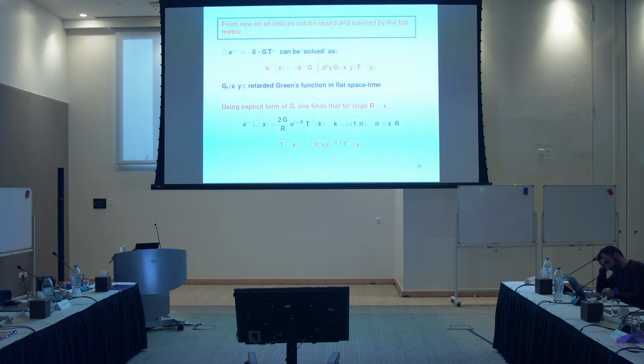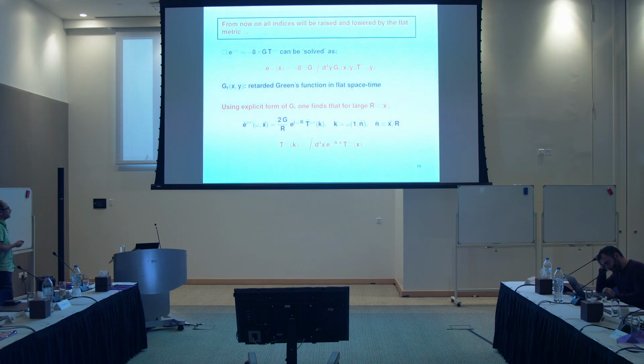Okay. So, as we have said, from now on all indices will be raised and lowered by the flat metric eta. So, this is the equation you have to solve, right: box E mu nu equal to minus 8 pi G T mu nu. Now, formally this can be solved by writing E mu nu as minus 8 pi G times the integral of the Green's function convoluted with T mu nu, right, that is what the Green's function does.